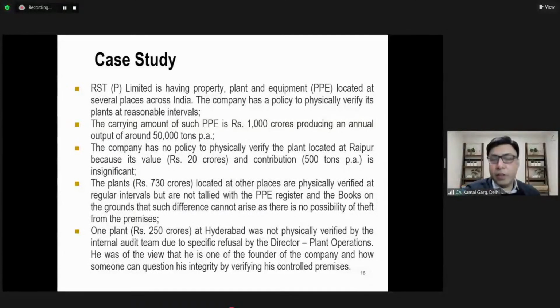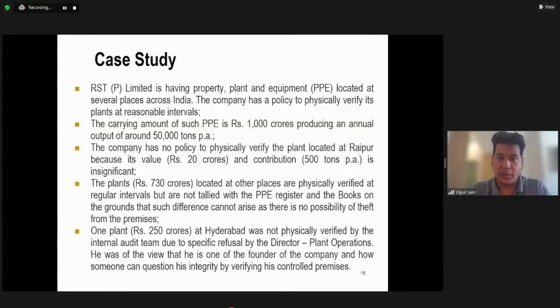If you see, rupees 1,000 crore is the sum total of carrying amount, and it is being tallied 20 plus 730 plus 250. This will be 1,000 crores. So basically, this question is all about physical verification of property, plant, and equipment worth rupees 1,000 crores. So auditors are facing these kind of scenarios in physical verification of property, plant, and equipment. And my question to the people is, what documentational element will you consider for this physical verification of property, plant, and equipment?